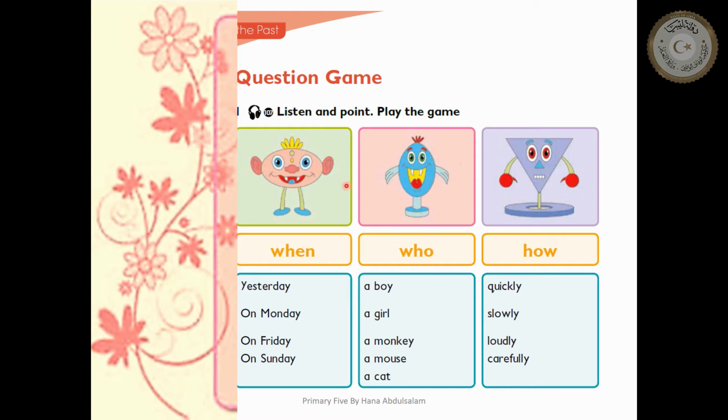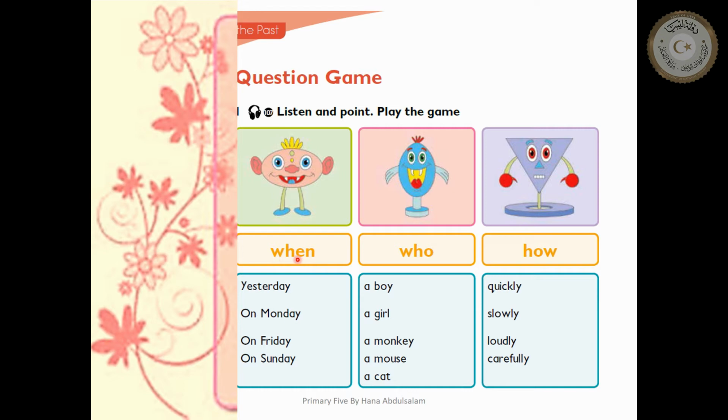Look what we have in front of us. Three monsters. We have different shapes here. What's this? It is a rectangle. What's this? It is a circle. We have here two legs, but here only one leg. Also, we have words. What are they? They are WH words. Can we read them together? Do you still remember them?